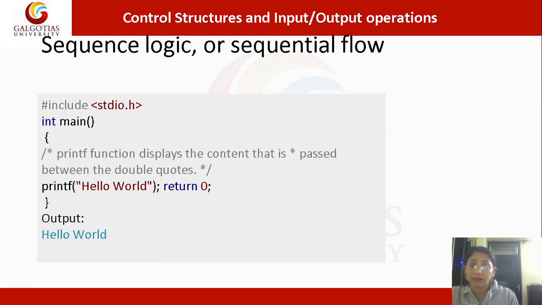Like for example, it's a very simple example I'm giving you. Here if you see the flow of execution of the program, it will start from int main, then it will execute the printf statement, then it will execute the return 0 statement. Because we are not giving any other control structure over here, by default, the execution of this program will be sequenced one after another.